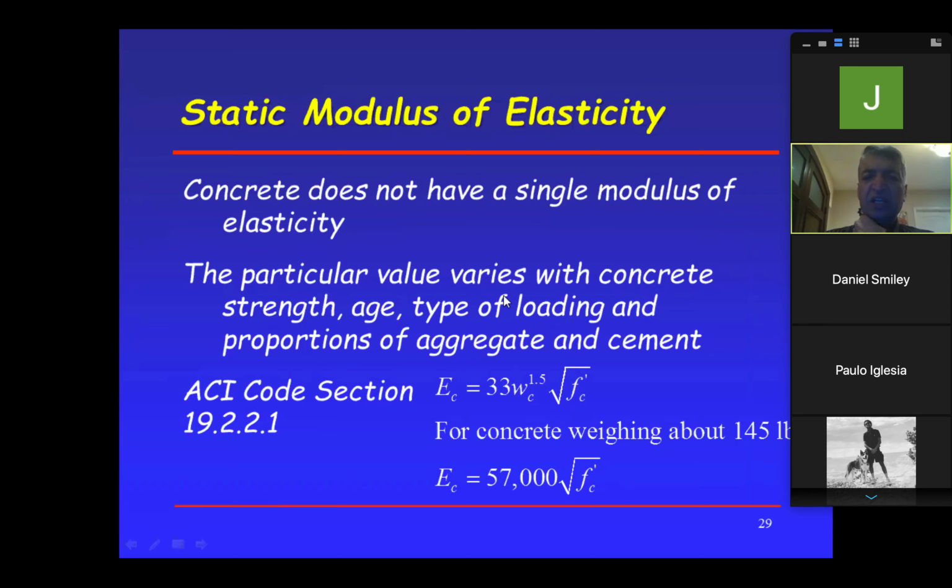Now, the particular value varies with the concrete strength, age, type of loading, and so forth. The ACI gives us the equation of this guy here. See that? Ec equals 33 wc to the power 1.5 times square root of f'c. What is the wc? That's the density of concrete. For concrete weighing about 145. Remember I told you earlier 150? This is the density we use in design. So here he's telling us it's really 145.